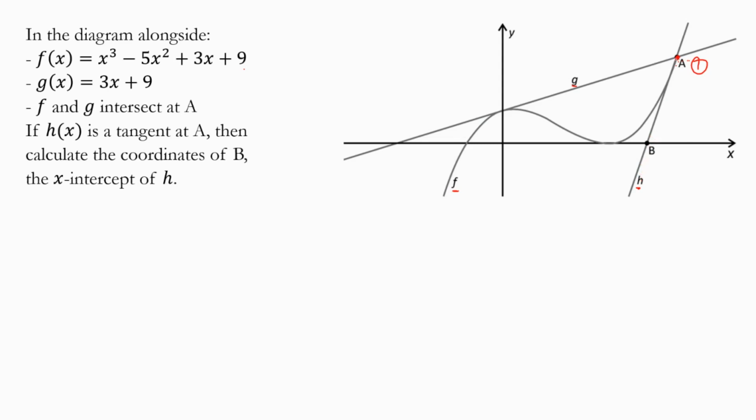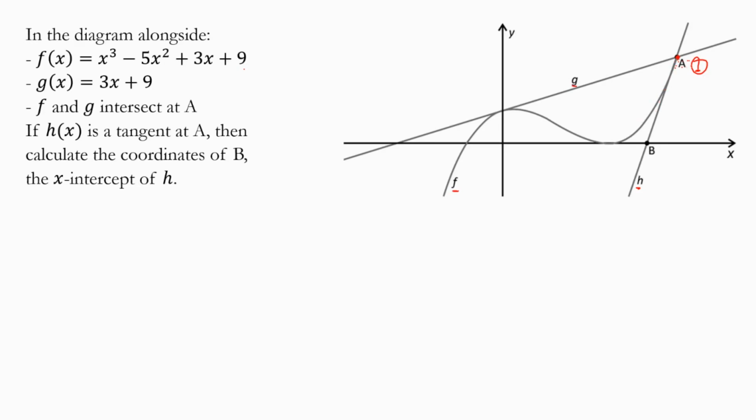because at point A, the gradient of the curve f of x and the gradient of the tangent are equal. If we derive f of x and substitute the x coordinate of A, we are going to get the gradient at A. Let me say it again. If we derive f of x, we are going to get the derivative, isn't it? And then we substitute the x coordinate of A into the derivative. We are going to get the gradient of f of x at A. And then that gradient of f of x at A is equivalent to the gradient of the tangent.